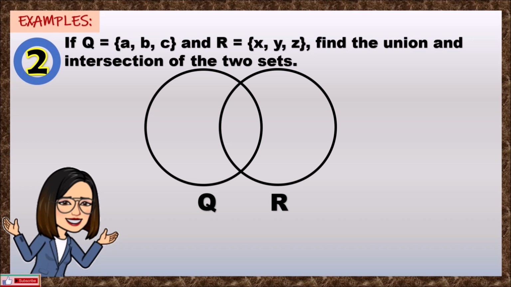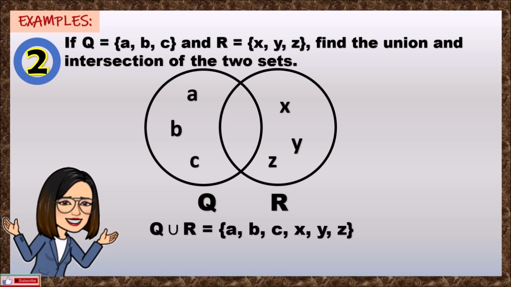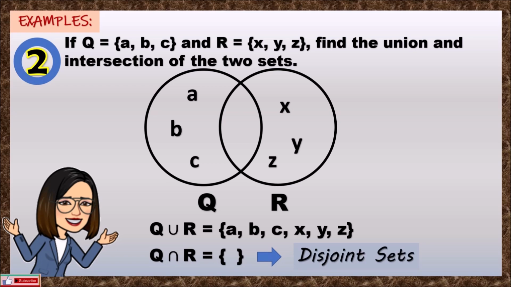Then again, let's put the elements in their respective places. For set Q, we have A, B, and C. And for set R, we have X, Y, and Z. Therefore, Q union R is equal to a set whose elements are A, B, C, X, Y, and Z. And Q intersection R is equal to an empty set. So again, this is called disjoint sets.